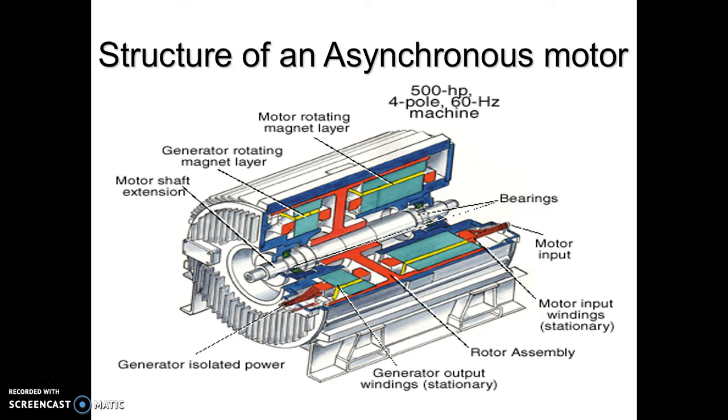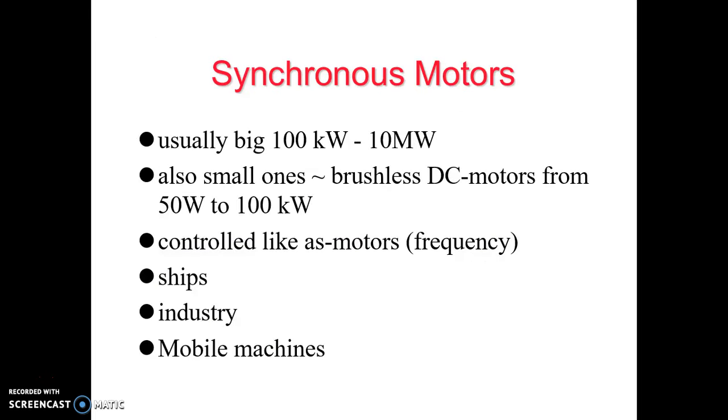The structure of an asynchronous motor is shown in the figure. Synchronous motors are usually big, 100 kilowatt to 10 megawatt. Also there are brushless DC motors from 50 watt to 10 kilowatt, 100 kilowatt. Control is by motor frequency. These are used in ships, industries, and mobile machines.